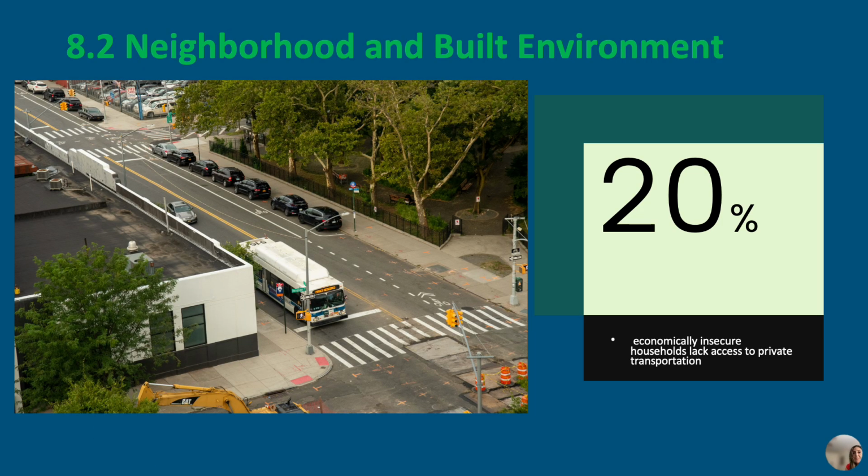When we're referring to the built environment, we're talking about transportation, roadways, green space, places where communities can gather, and the physical buildings and structures. Almost 20% of economically insecure households lack access to private transportation. So, more economically insecure people can drop out of the labor force because of transportation.